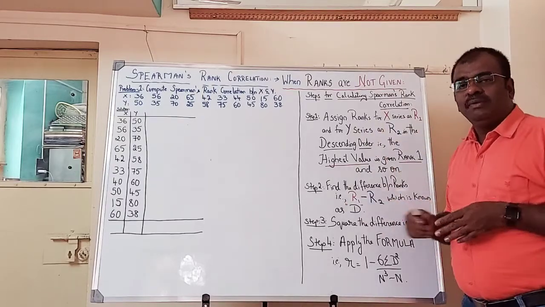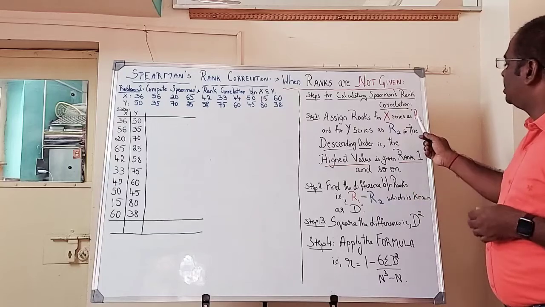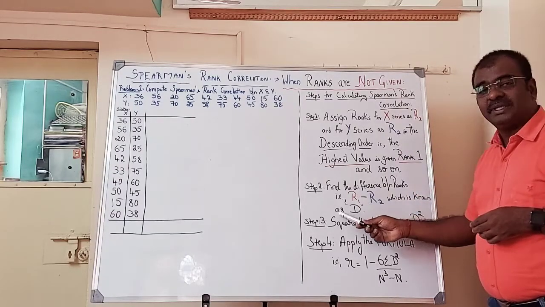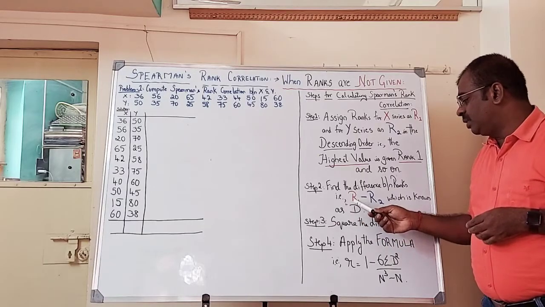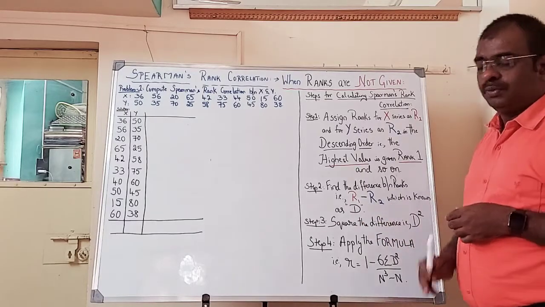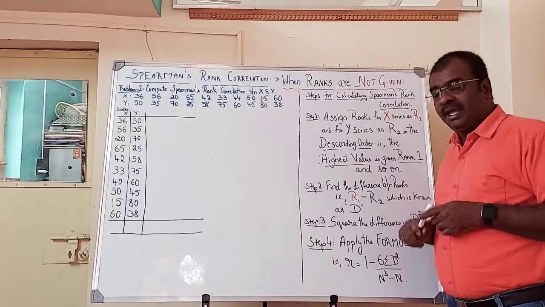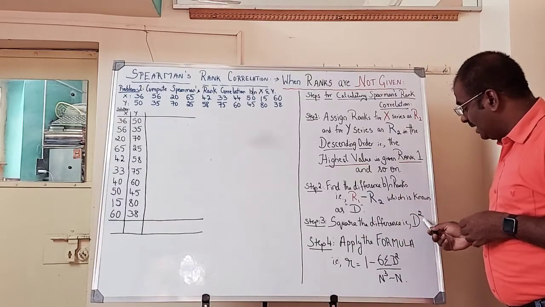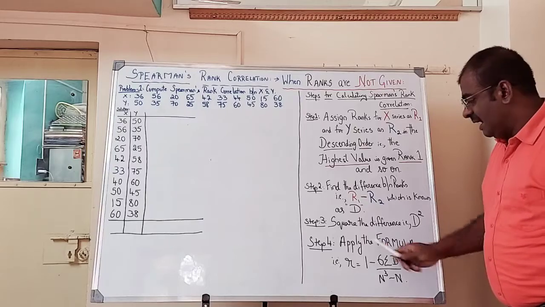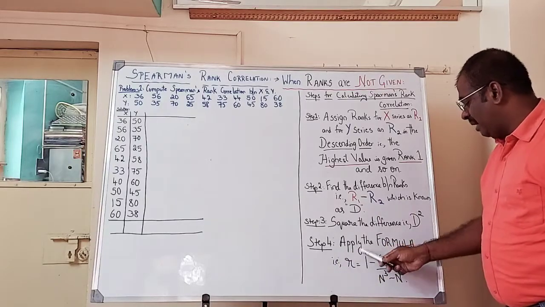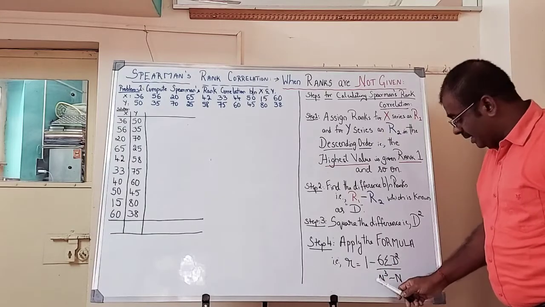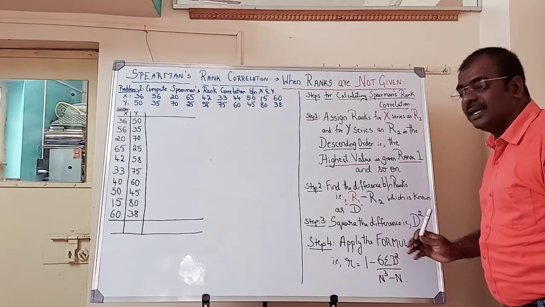Step 2, we find the difference between the ranks R1 and R2. The difference between the ranks is represented as D, which is equal to R1 minus R2. Step number 3, we square these differences, which is D square. And finally, step number 4, we apply the formula R is equal to 1 minus 6 sigma D square divided by N cube minus N.